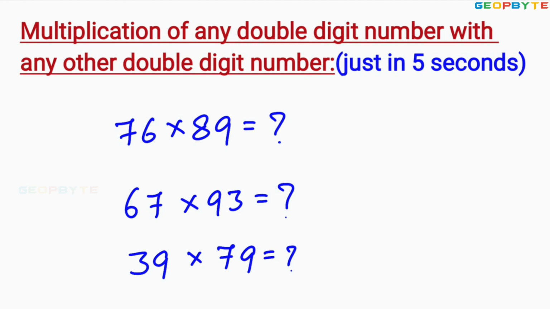In this video, I am going to explain how to multiply any double digit number with any other double digit number just in 5 seconds. Let us take some examples: 76 into 89, 67 into 93, any double digit numbers, 39 into 79.